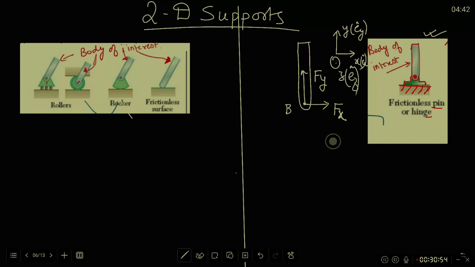We only have to judge whether Cz should be put or not. So should Cz be put on this? How do I judge? I ask the question, if I try to rotate the rod with an angular velocity having component along Ez, will the support resist it? It seems the support will not resist it because it's a frictionless pin or hinge, and that is why you don't have to draw Cz. Cz is equal to 0. That's all. There are two unknown scalars in this reaction force system.